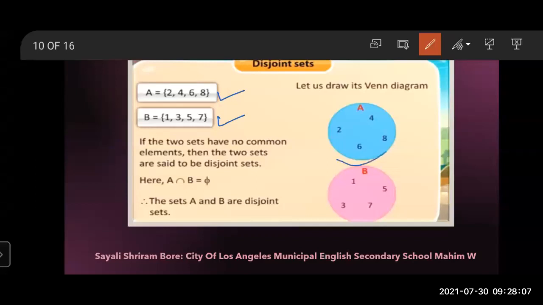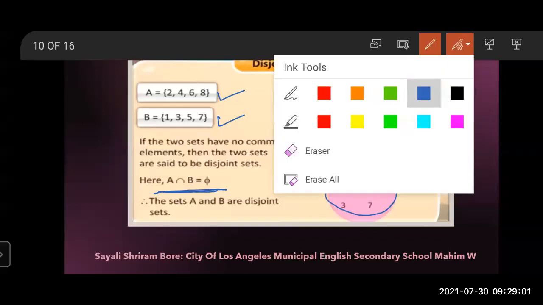Here you can see that sets A and B are separate, and then the intersection of the sets is an empty set. So in an MCQ, a multiple choice question, they may give the option: the intersection of the two disjoint sets is dash. Options given: empty set, finite set, equal. Which is the correct option? The correct answer is empty set. So remember, if the two sets are disjoint, then the intersection is empty. That is about the disjoint set.